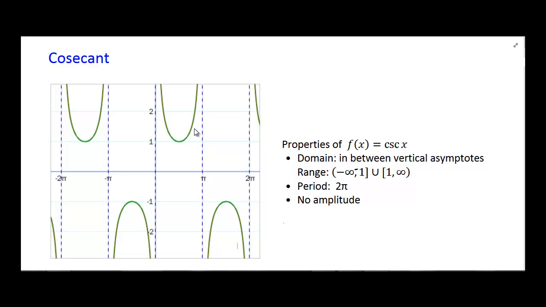Now let's look at the graph of the trig function for cosecant. Here I have a picture of the graph, and you can see that I have vertical asymptotes occurring. I have the green line here, which would be the actual graph, where it looks like a bunch of parabolas.